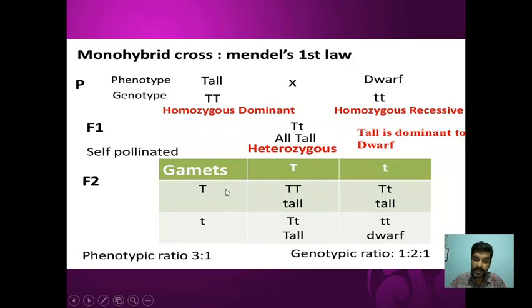So capital T and small t. Here the female also produces capital T and small t. When these two combine, capital T capital T will produce tall plants. Capital T small t will also produce a tall plant, and capital T small t also produces a tall plant, whereas small t small t will produce the dwarf plant. So the phenotypic ratio of the F2 generation in a monohybrid cross will be 3:1, whereas the genotype ratio is 1:2:1. So here 1 refers to the homozygous tall, 2 refers to the heterozygous tall, that is capital T and small t, and this 1 refers to small t and small t.